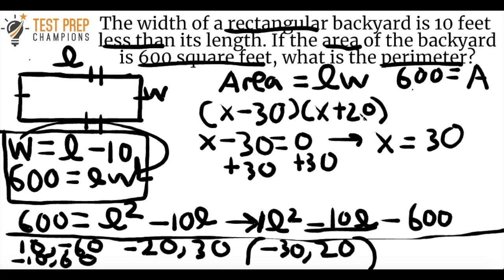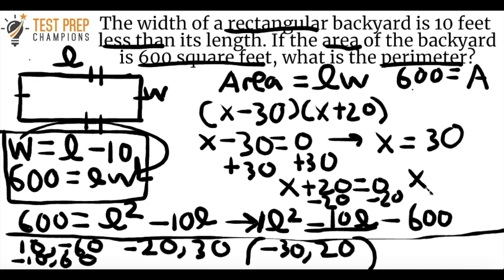Now, if we have x plus 20 and we set that equal to 0, we're going to get negative 20. We do this the same way. If we have x plus 20 is equal to 0, the way we get x by itself is to do the opposite. We have plus 20, so we need to do minus 20. Whatever you do to one side, you also do to the other, so we get x equals negative 20. So the solutions to this quadratic equation are x equals 30 and x equals negative 20.